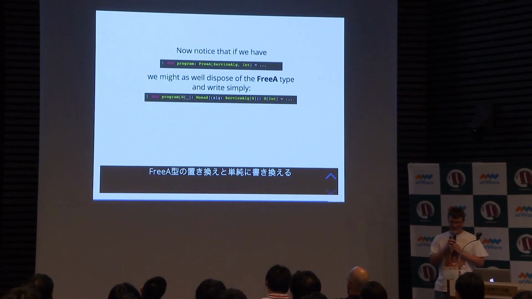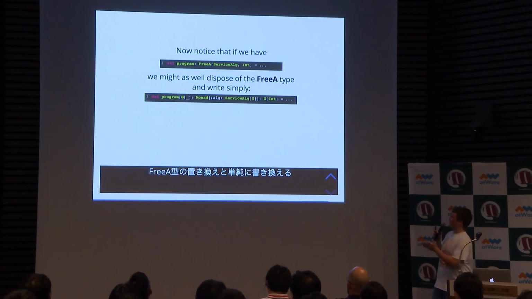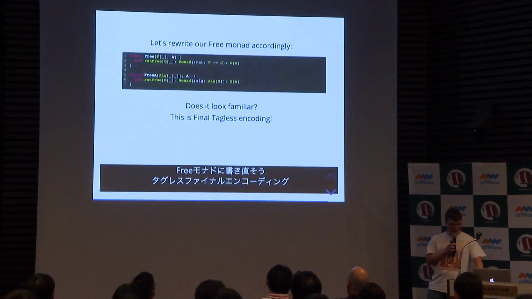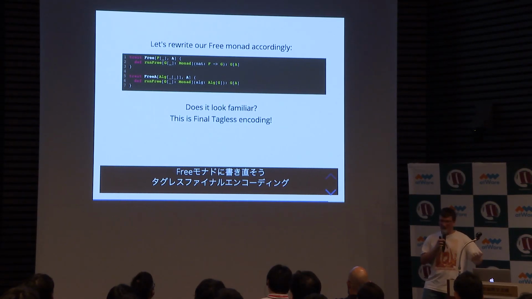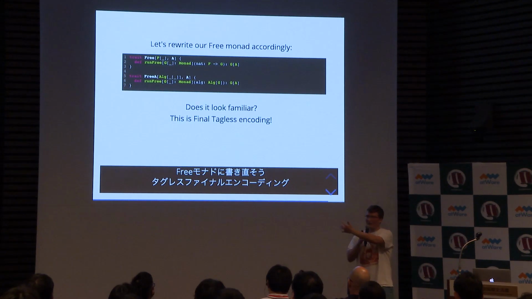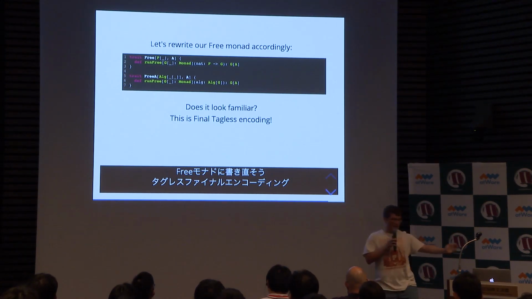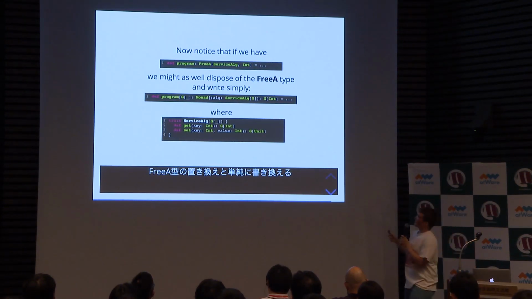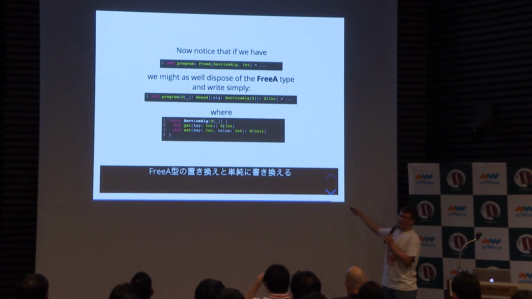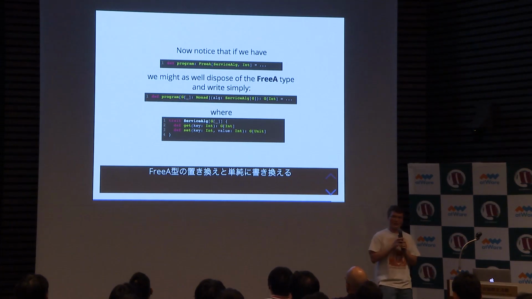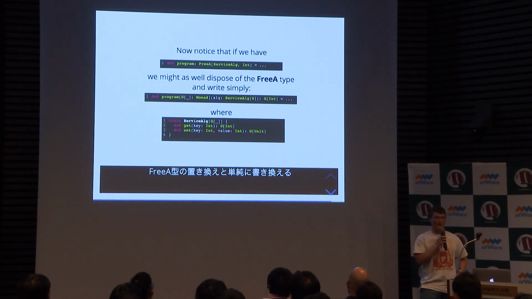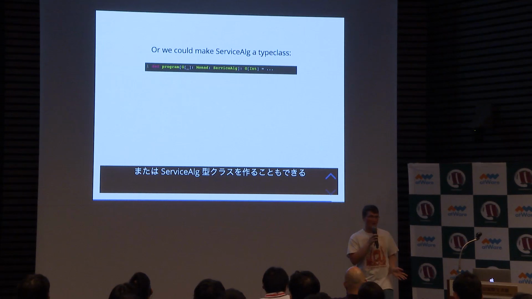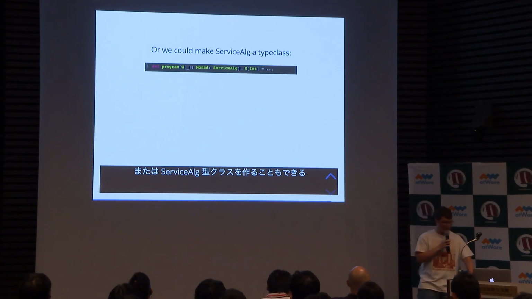And notice that if we have this free A of service algebra and end, we can just rewrite it. We can just remove that free A, because really, we don't need it. It's just a single function. So let's just use that single function instead of wrapping it inside of an object. And we get exactly what we usually call final tagless. So we just went from free to final tagless. Now we could also make our algebra a type class and pass it implicitly.